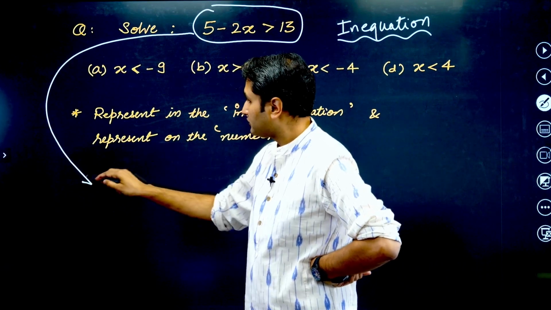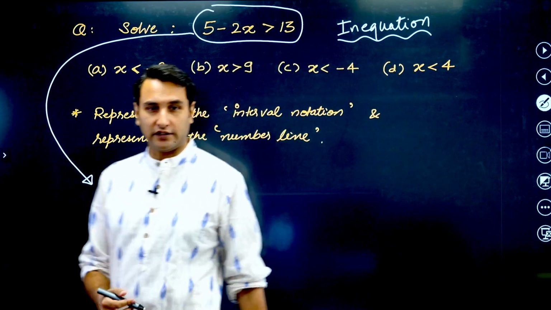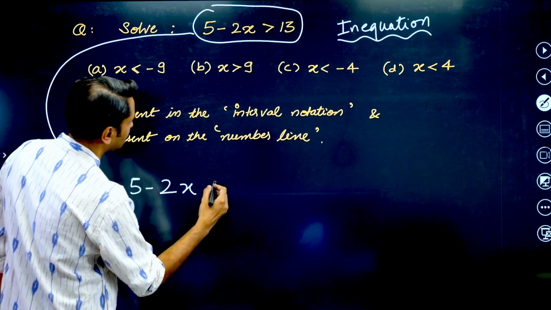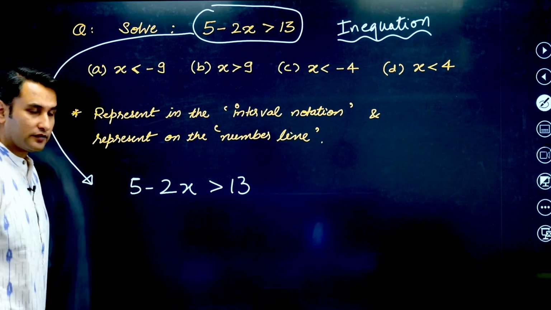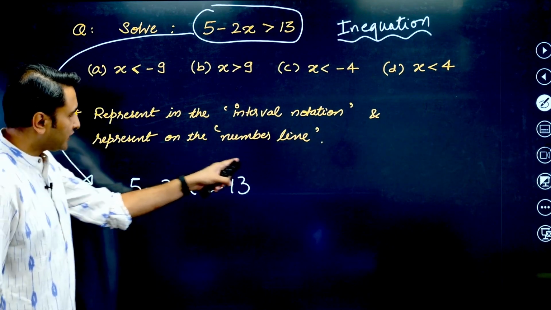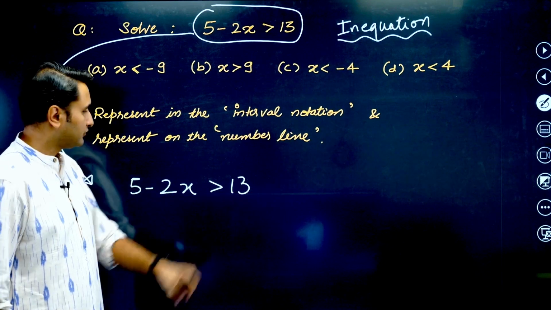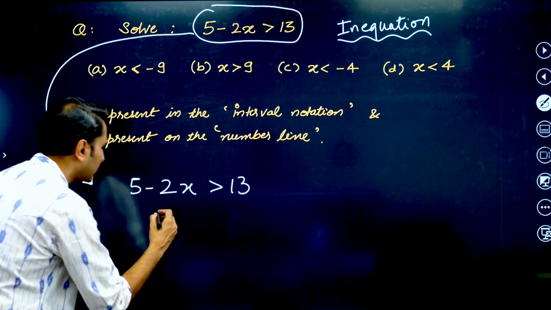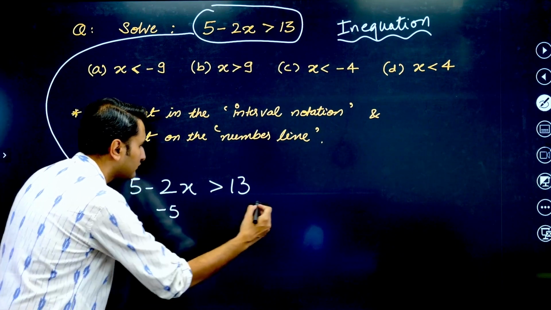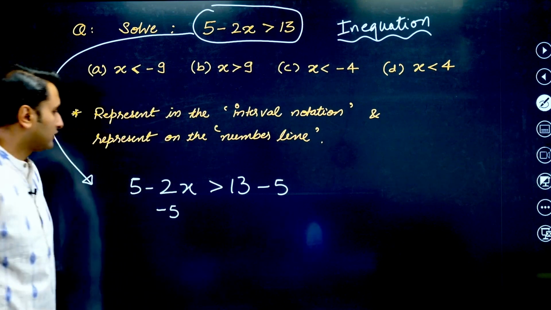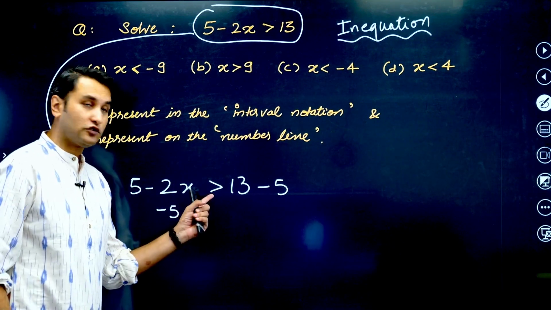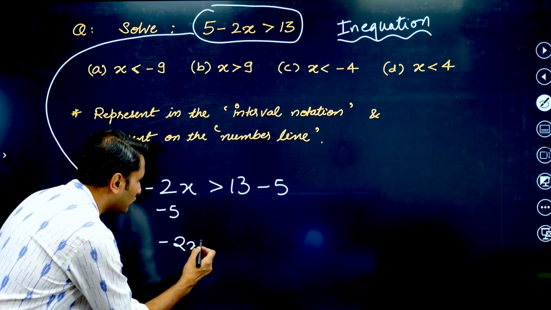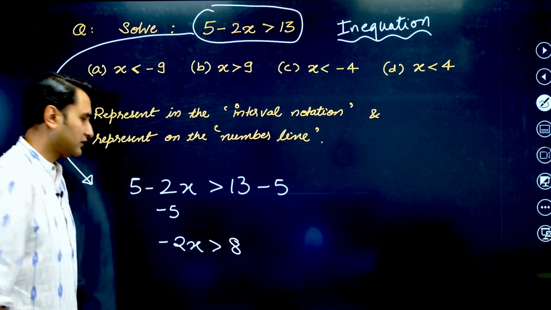See carefully. So 5 minus 2x greater than 13. If you have attended my previous class, you know that I can take this 2x on the other side. Can I do that? Or let's do one thing. Can I take 5 to the other side? Or in other words, can I subtract 5 from both sides? I can. The inequality does not change. So 5 minus 5 cancels, and we get minus 2x greater than 8.